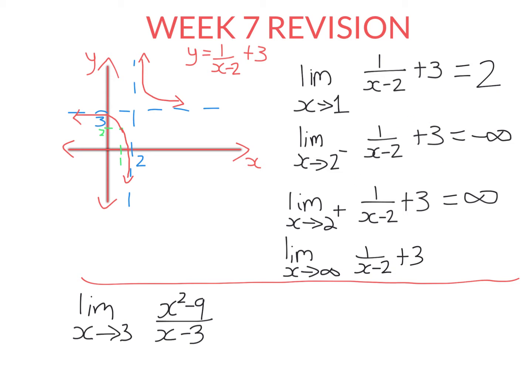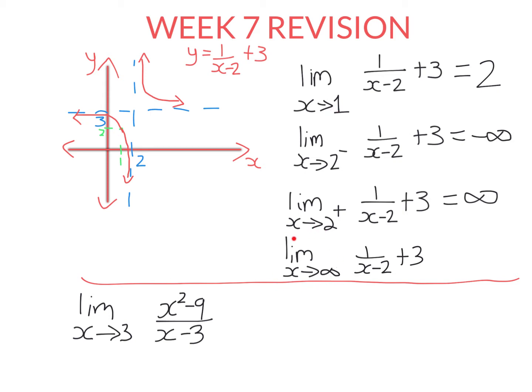Now note that we got a different answer when x was approaching 2 from the left than when it was approaching 2 from the right. And that's because we know that this function is discontinuous at x equals 2. This didn't happen at x equals 1. When x was approaching 1 from the left, we got the same as when x was approaching 1 from the right, because the function is continuous at 1 but discontinuous at x equals 2.